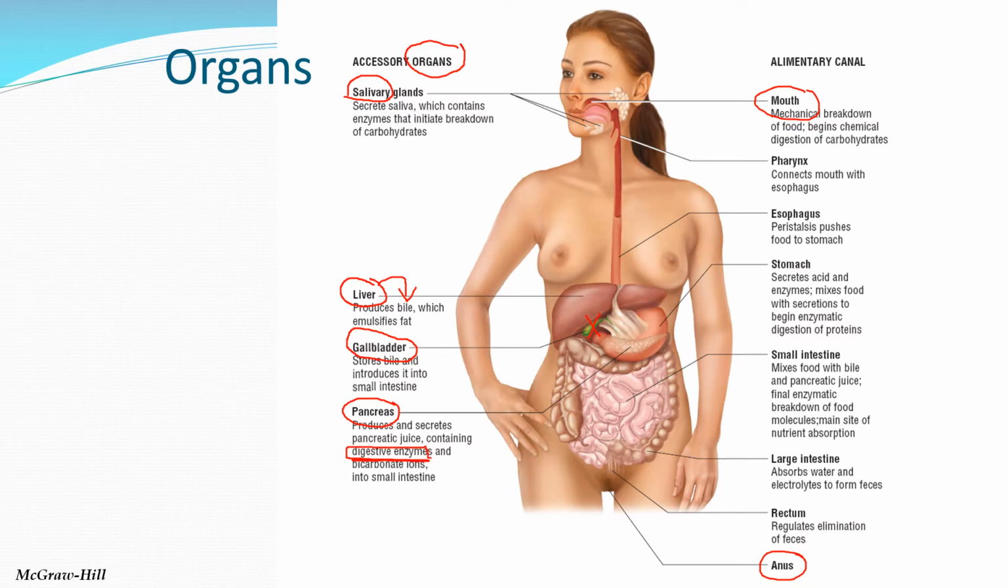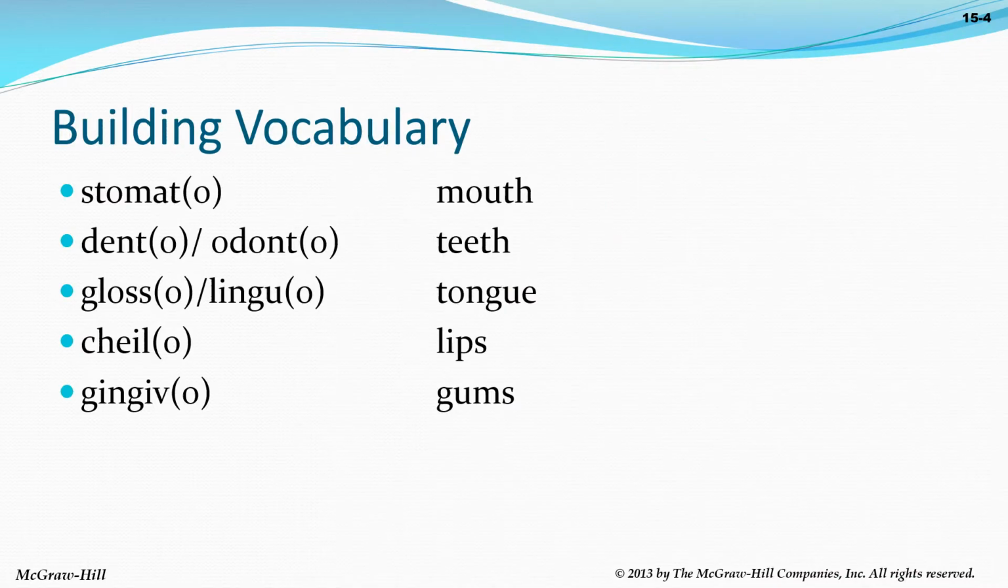What's another term for pharynx? That's your throat. The esophagus is the food tube into your stomach, small intestines, and large intestines. This last one is sometimes just called the colon. And then the rectum, out to the anus.